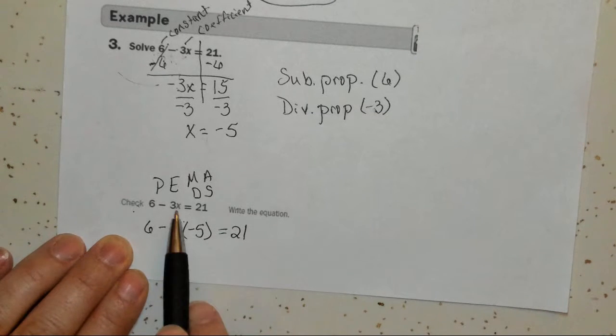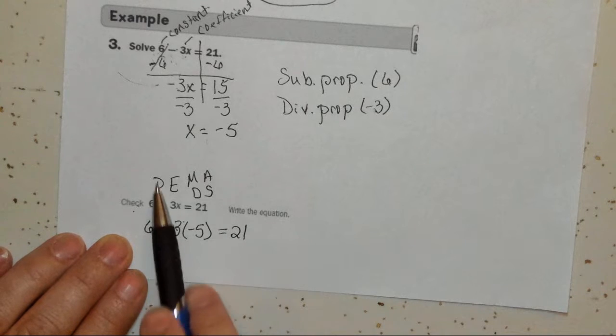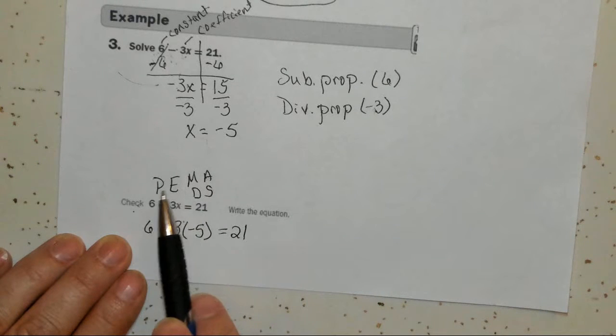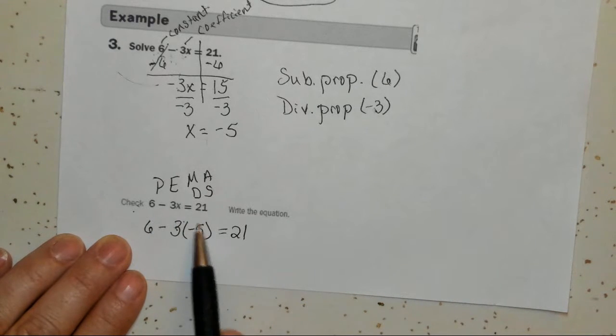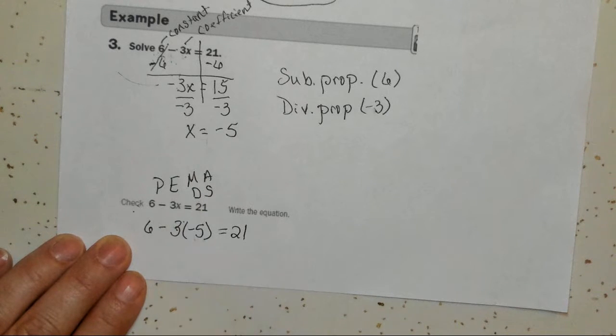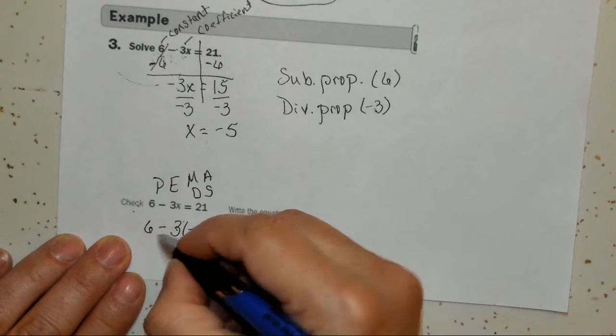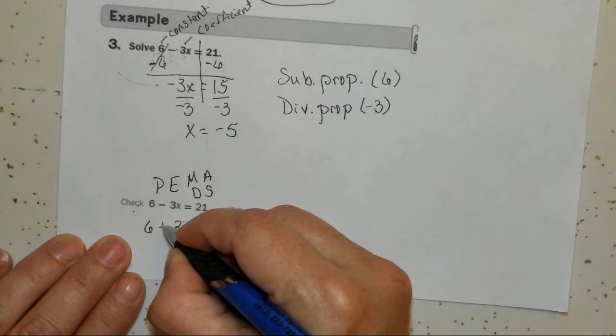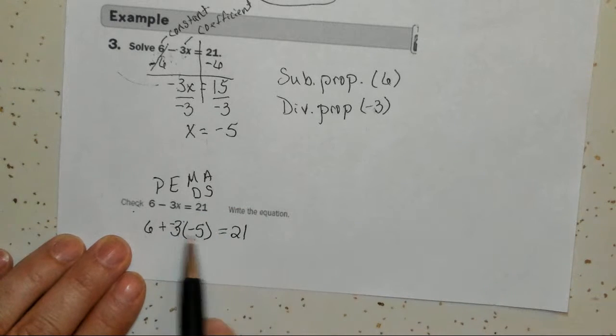So I put the negative 5 in place of the x. Now I'm going to follow the order of operations. I have no parentheses. These don't count. There's no math inside, no exponents. So now I'm ready to do multiplication and division. I do have multiplication here. Again, we remember that a subtraction sign creates a negative number here.